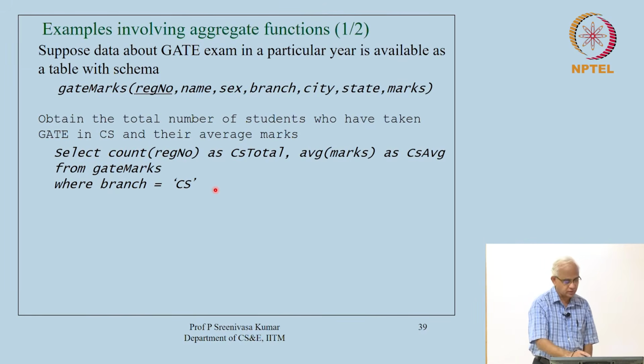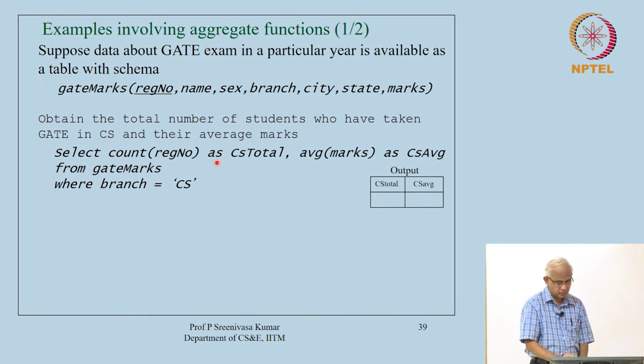And what will be the result of this? What do you expect in the result? Remember, the results of SQL queries are always tables, right. So, there will be a 2-column table with CS total and CS average as the column names and the corresponding values. So, output will be CS total, CS average and appropriate values.